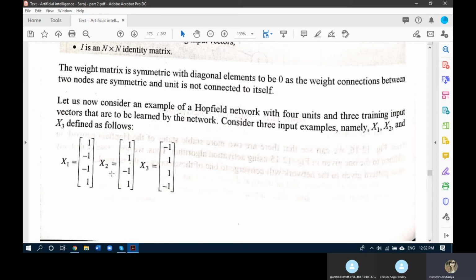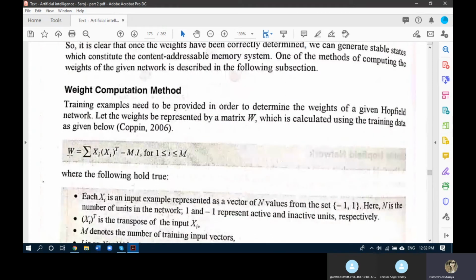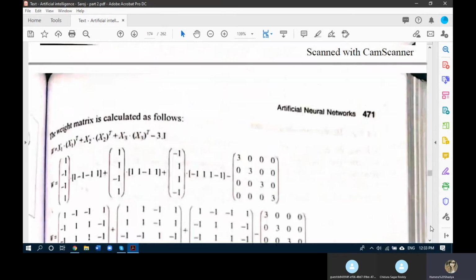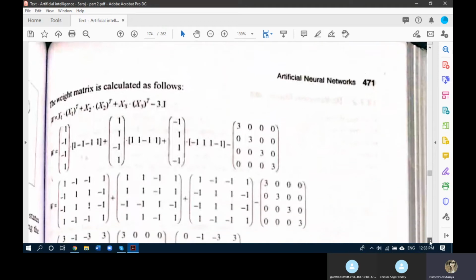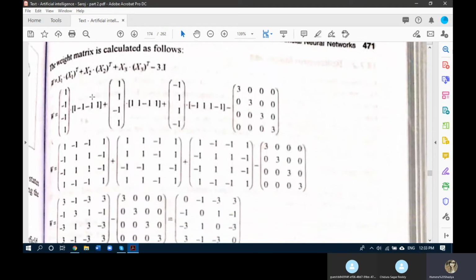Consider this example, x1, x2, x3. There are 3 vectors. How are you going to compute the W weights? Xi means x1 into transpose of x1, and x2 into transpose of x2, x3 into transpose of x3, and the sum of all of them minus m into the identity matrix. Look at this example, how the weights matrix is calculated.